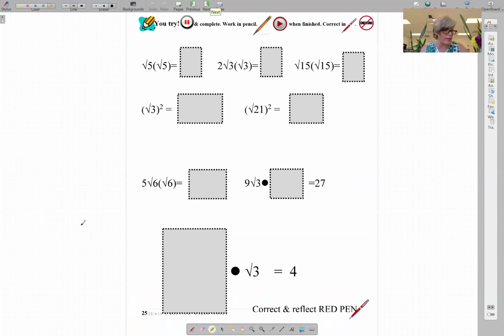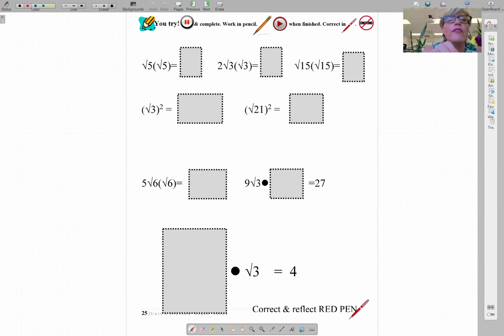Ready? You practice these shortcuts on your own. Pause the video. Get out your red pen and get ready to correct. Put this on double time if you'd like. I'm just going to give the answers. I'm not going to explain them.